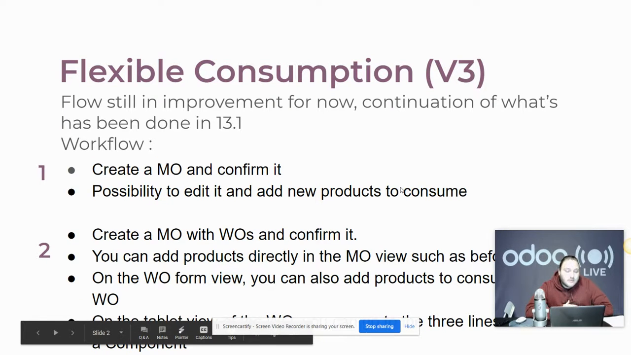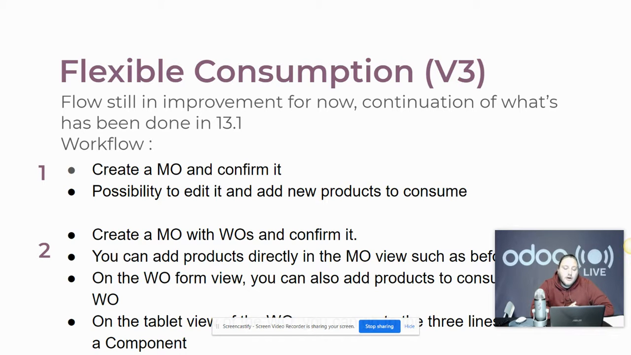this new version. First of all, our team is still working on the flexible consumption. We are at V3 right now. The idea is to have a flexible consumption in your manufacturing order, which will help you have more flexible consumption for you and your clients. There are two ways of testing it that we're going to see afterwards. The first one will be with only a manufacturing order, and the other one with a manufacturing order with several work orders.